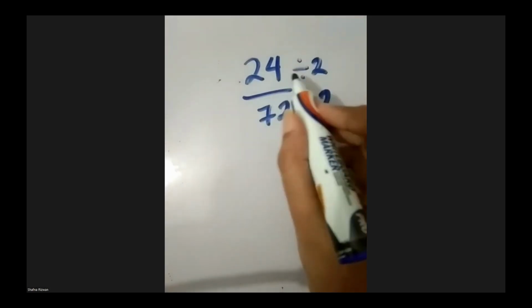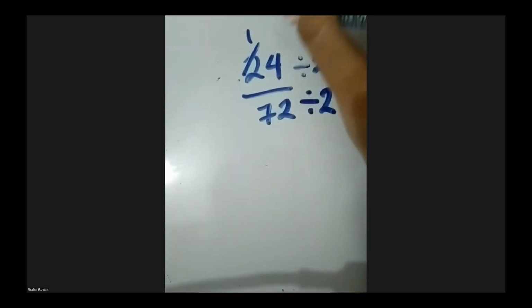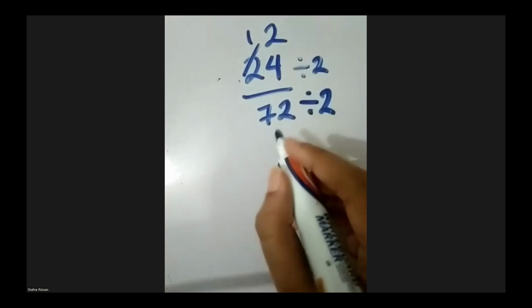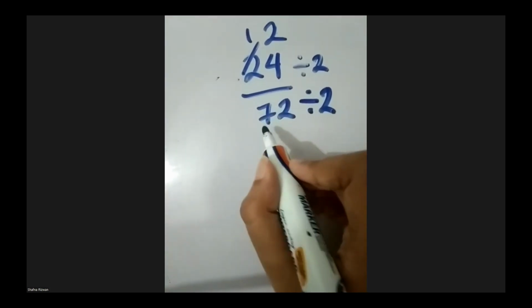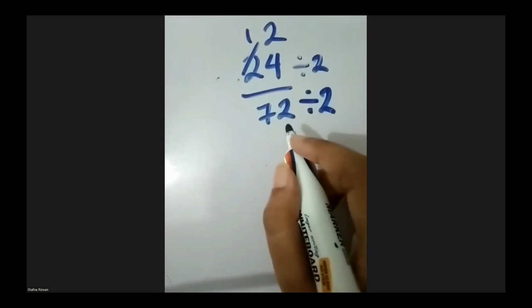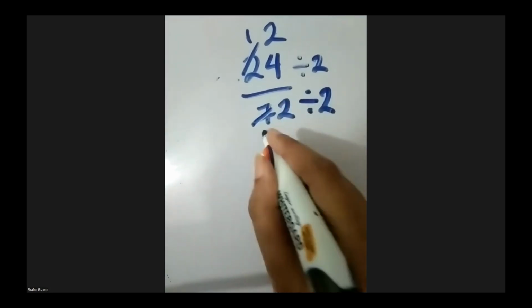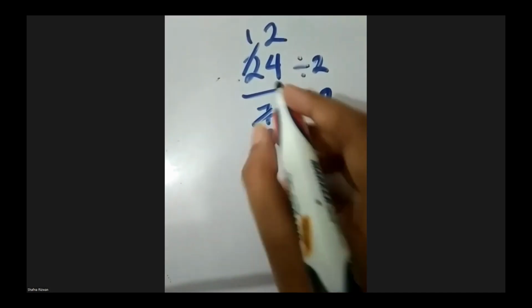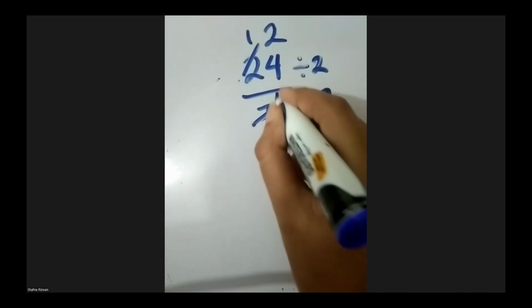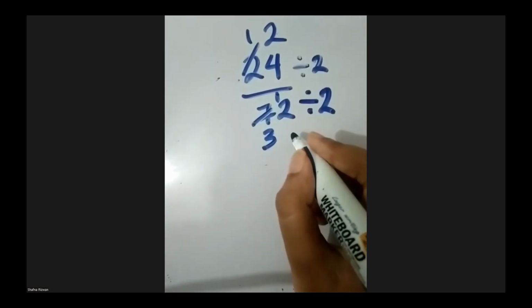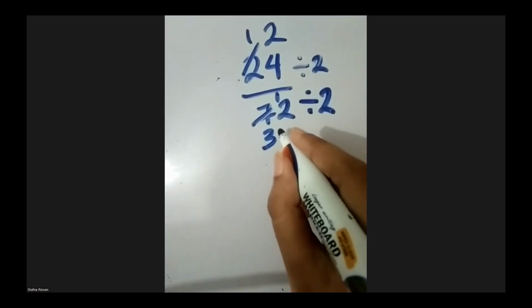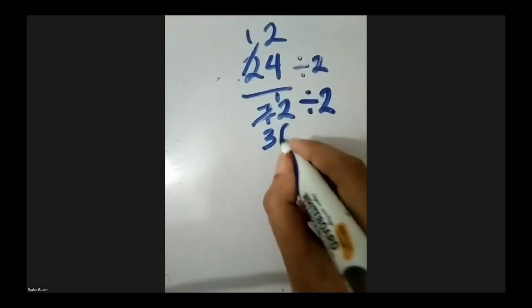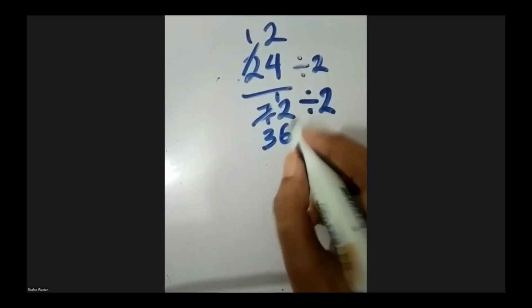Now say me, 24 divided by 2, how much will you get? In 2, how many 2 do you have? Once. In 4, how many 2 do you have? That is twice. So here 12. Right. Now here in 72, how many 2 do you have? In 7, you have around 3 times. 3 twos are 6. So if you take 7 you will have one balance here. So in 12, how many 2 do you have? In 12, you have around 6 times.